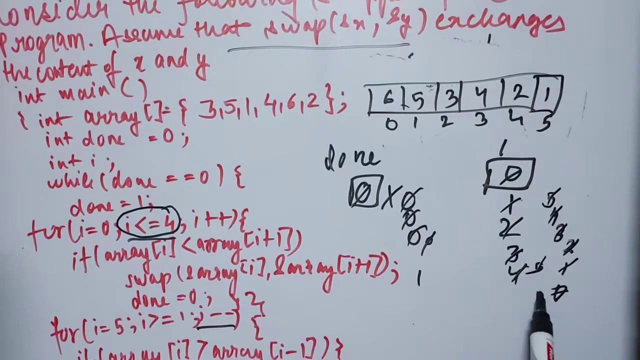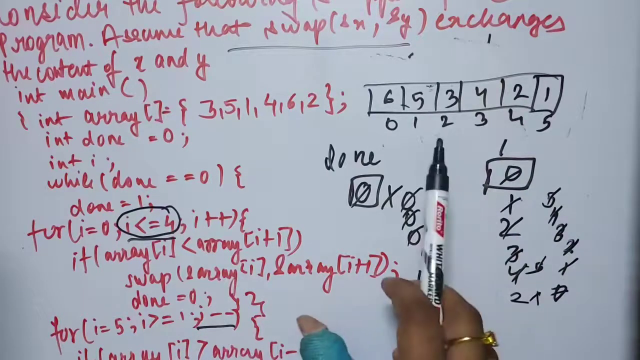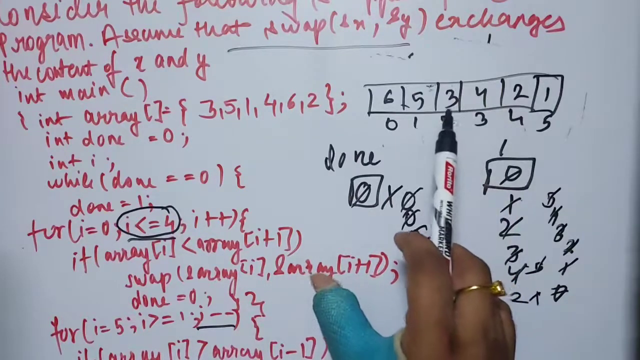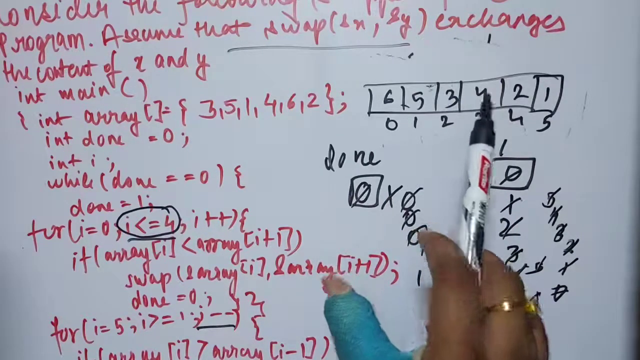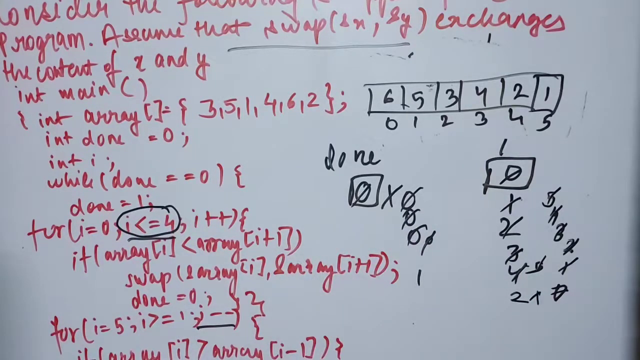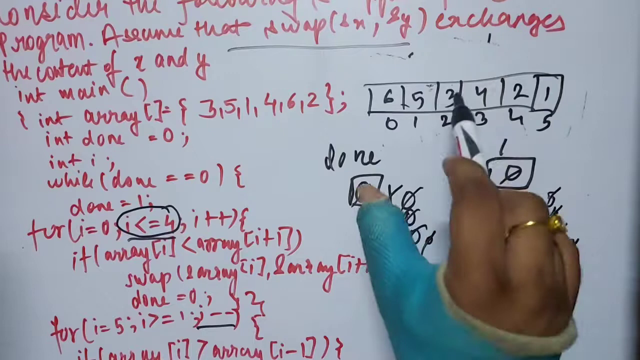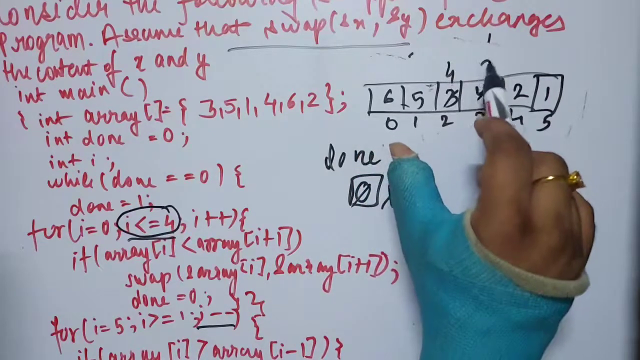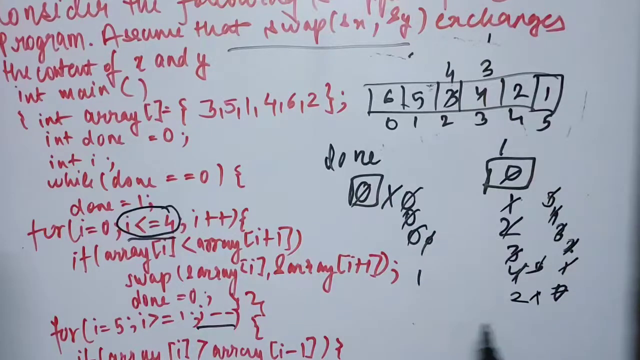Now i gets incremented to 2. Now it will check if array of 2 is less than array of 3. It will check here 3 is less than 4. Yes, the condition here is true. Now it will go inside the if body and it will swap their contents. So 4 comes here and 3 comes here, and i gets incremented.